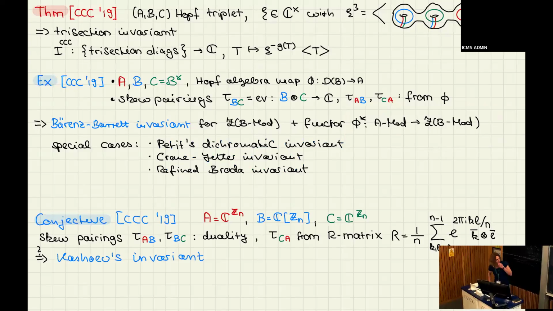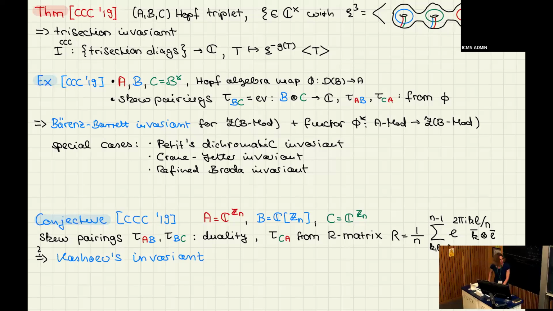paper CCC. So here one takes for A the algebra of complex functions on Zn. For C, one takes also the algebra of complex functions on Zn. And for B, one takes the group algebra of Zn. And then one has easy skew pairings between A and B and between B and C. That's just the duality between the algebra of functions and the group algebra. And then, as suggested before, we still need a pairing between C and A. There we can just take a very well-known R matrix for the group algebra of Zn.